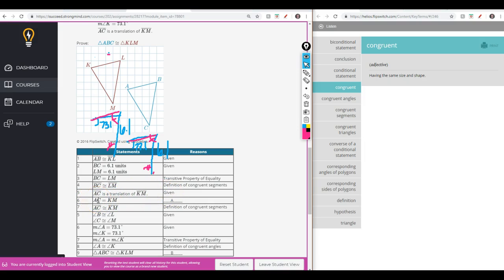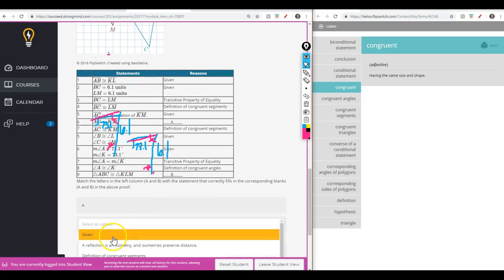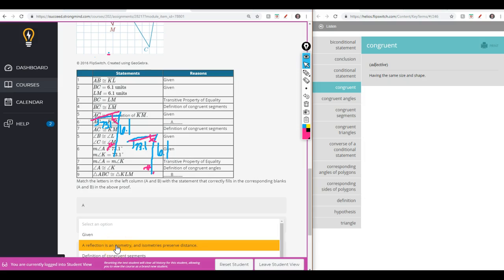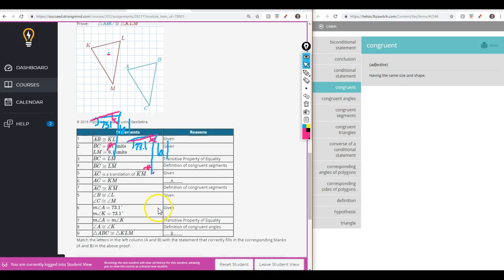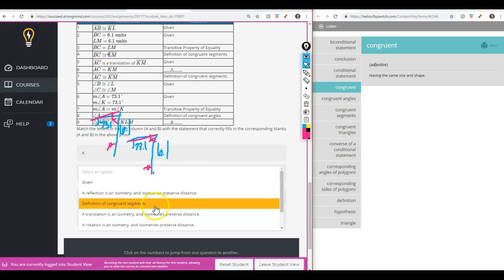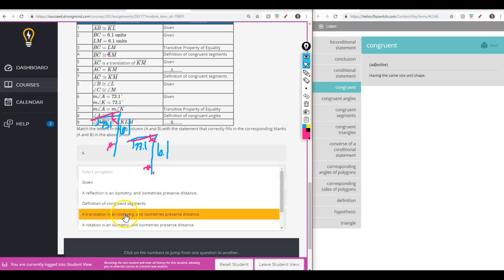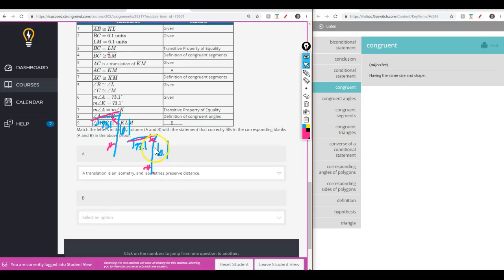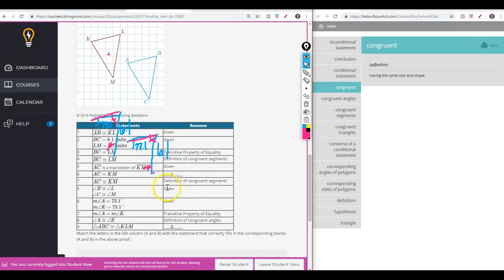So the distance of AC is equal to the distance of KM. So I'm going to look at the options. Given reflection, no, because it said that it was a translation right here. So it wasn't a reflection, it was a translation. So I would be looking for a translation as an isometry, and isometries preserve distances. That lines up because it stated that there was a translation, and then this statement says that their distances are equal to each other. So that's how I'm going to pick out A.